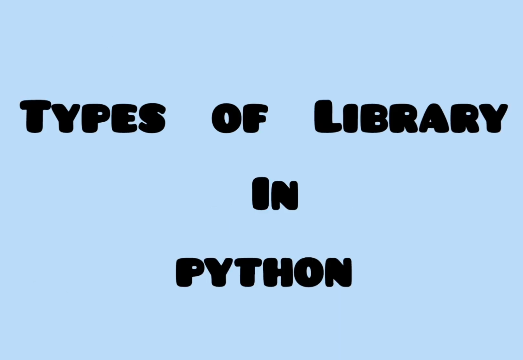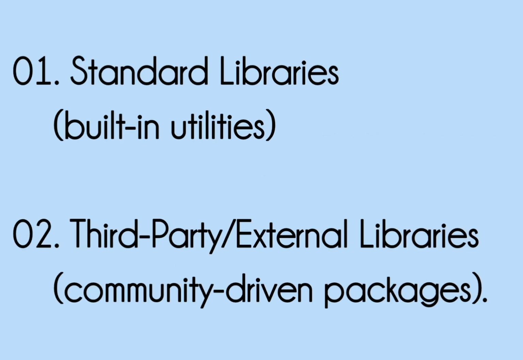Now we don't have to discuss packages or modules further. We are coming to the types of libraries in Python. There are generally two types of libraries. The first one is standard libraries, which we can also call built-in utilities. And the second one is third-party libraries or external libraries, which we can also call community-driven packages.